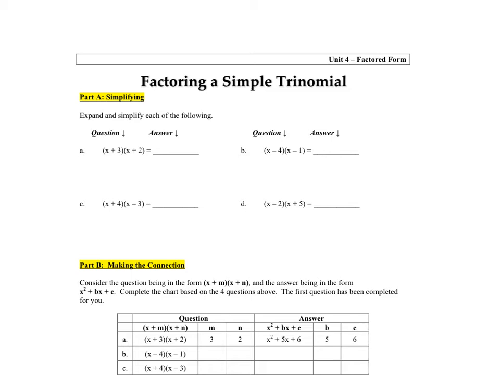If you haven't already done the mini investigation on this first page, please stop the video right now and do it, because I want you to simplify those four expressions and try to make a connection between this factored form and the standard form.